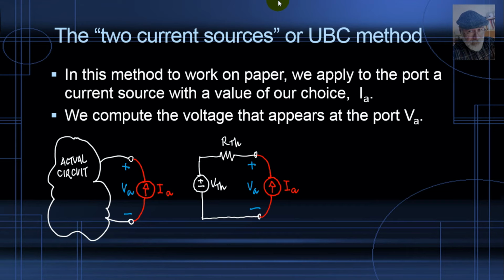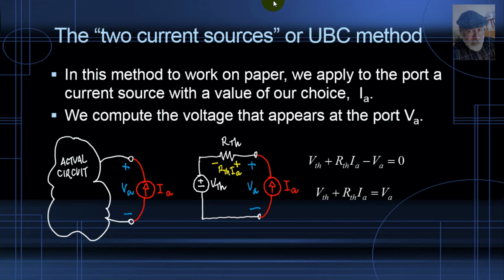Now that current Ia of the source must produce a voltage drop in that Thevenin resistance with the value Rth Ia, isn't that so? And with those three voltages, we can write a KVL equation around the loop, going up by Vth, going up by Rth Ia, going down by Va, that equals 0. Let me move Va to the right hand side.